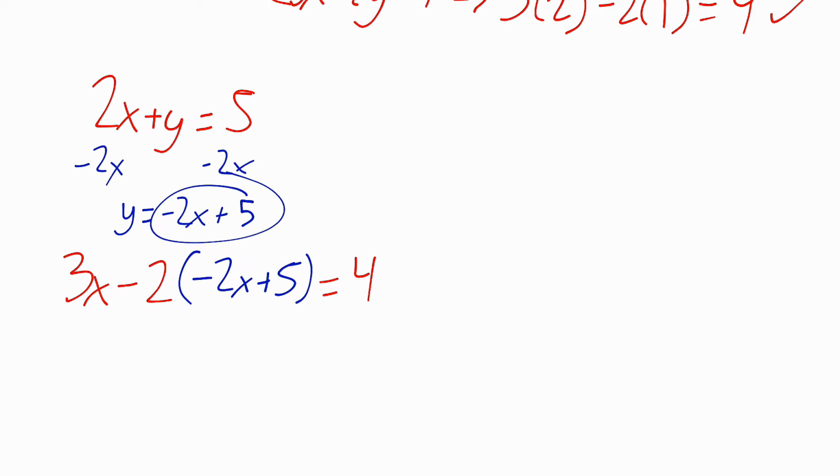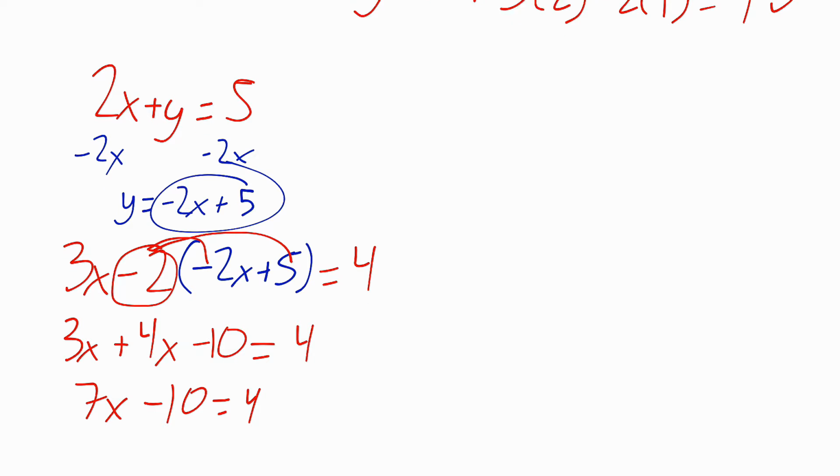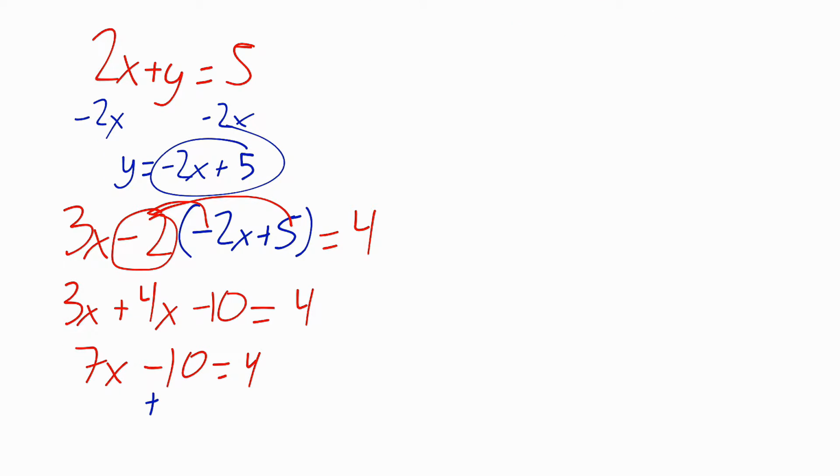So cleaning this up a little bit, we have 3x minus, now I'm going to distribute the whole negative 2. So we got negative 2 times negative 2x, which gives us plus 4x, and then negative 2 times 5 gives us negative 10 equals 4. Cleaning this up just a little bit more, we got 7x minus 10 equals 4. Let's just add 10 to both sides. So we got 7x equals 14, and if you divide both sides by 7, you get x equals 2. Well, we already knew that.